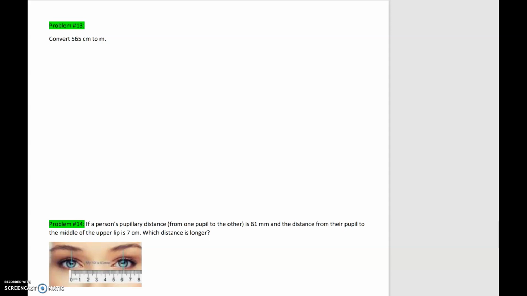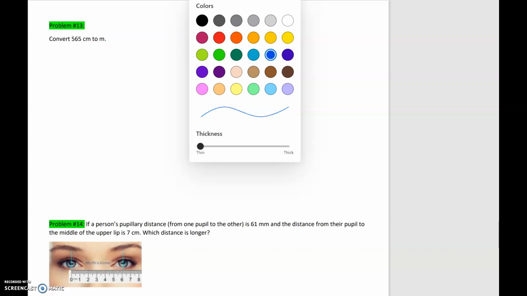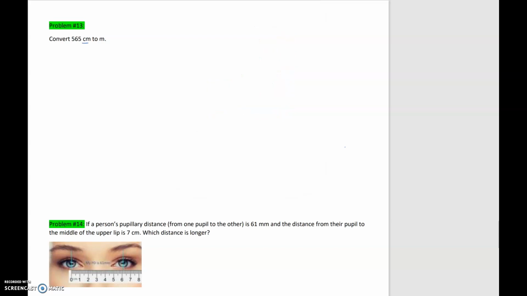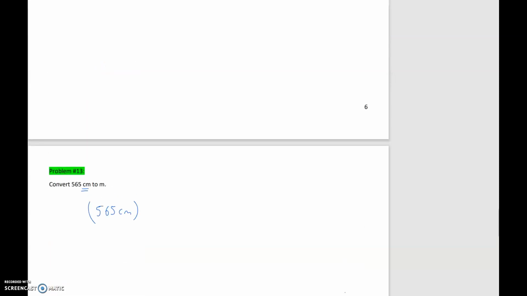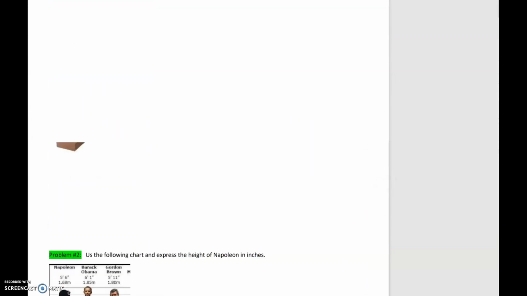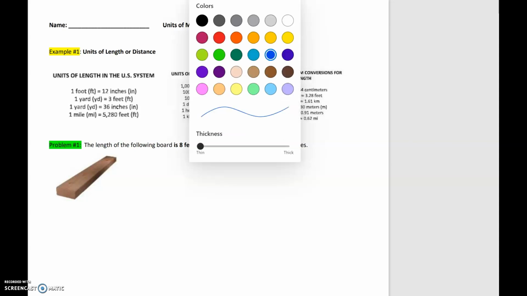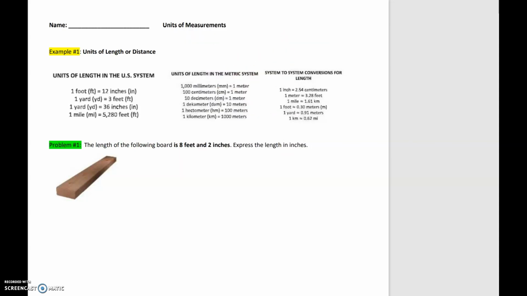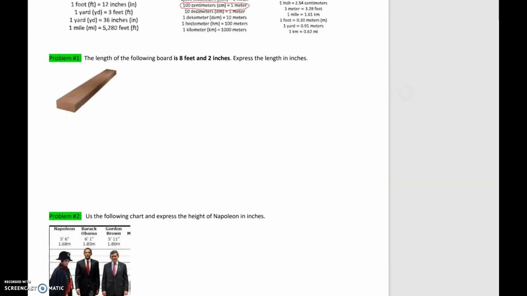Hi class, let's take a look at example 13. Example 13 deals with going from centimeters to meters. Technically we're going to use 565 centimeters. The conversion, let me just go to the conversion table. In this case, 100 centimeters is actually equal to 1 meter. So that's the conversion we're going to use.